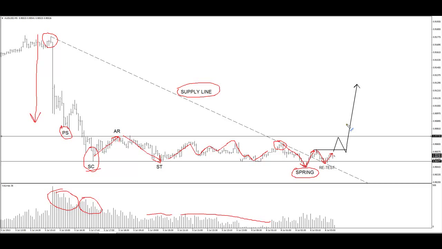I've got a position on. I'm looking to get in further if it plays out. I've got a small stop just under the spring. So as you can see, this is a very small risk for potential great reward.